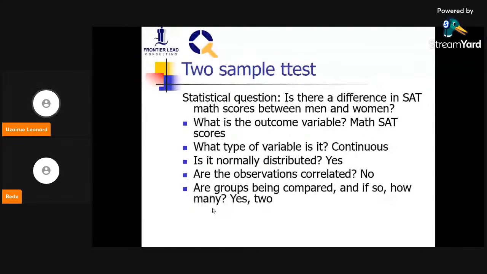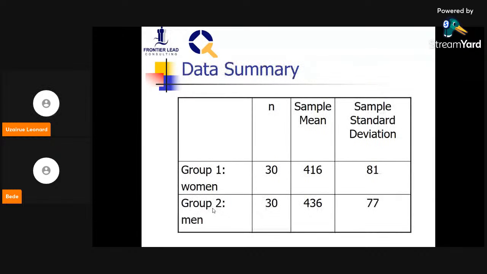Remember, we said when you are comparing two groups that are normally distributed, you use a t-test. In this case, we are using a two sample t-test. So this is how it will be arranged. Group 1 is women and they are 30. The sample mean is 416. The standard deviation is 81. Then group 2 are men. They are also 30. They have a mean of 436, and a standard deviation of 77.